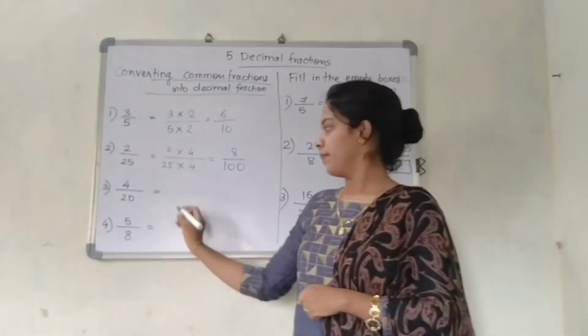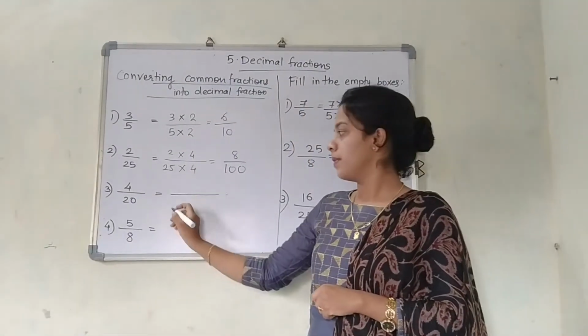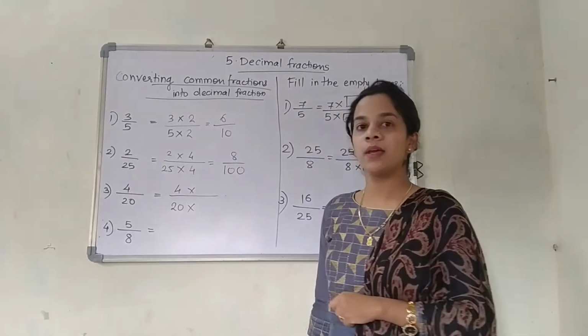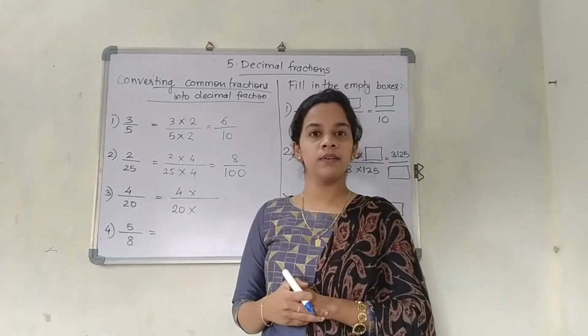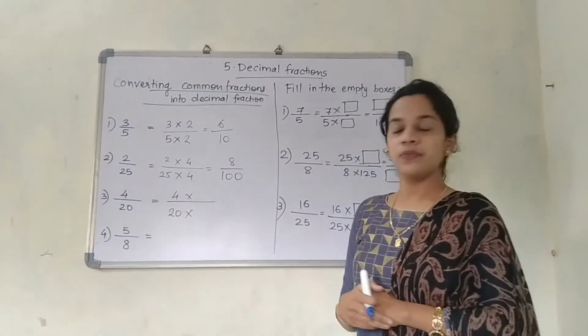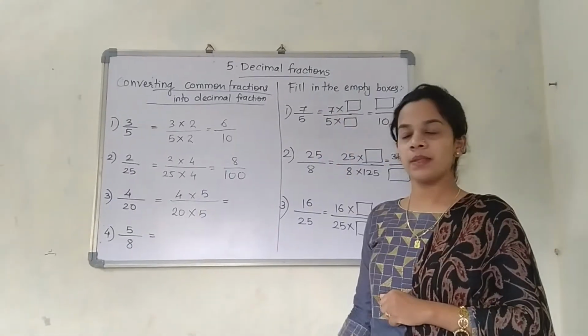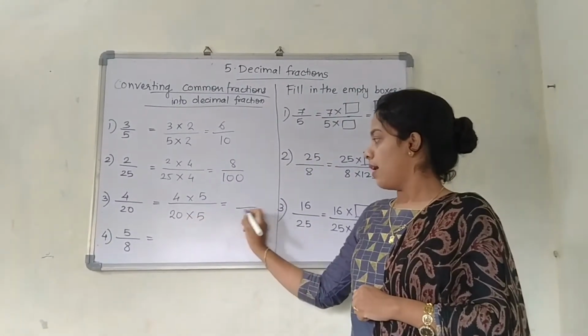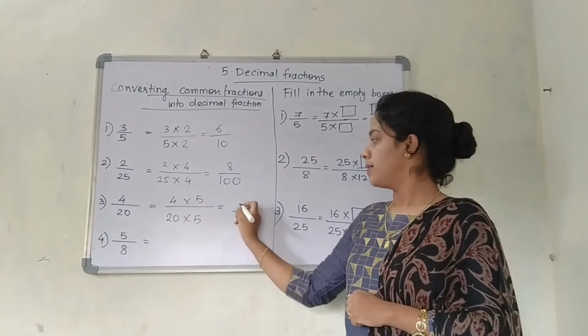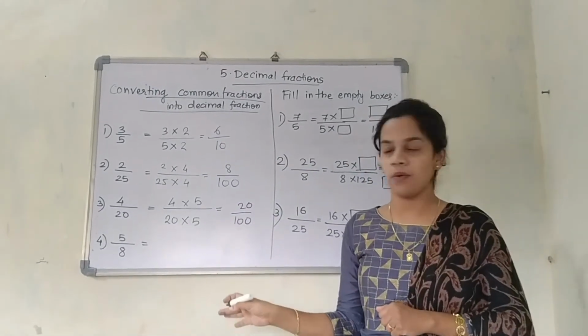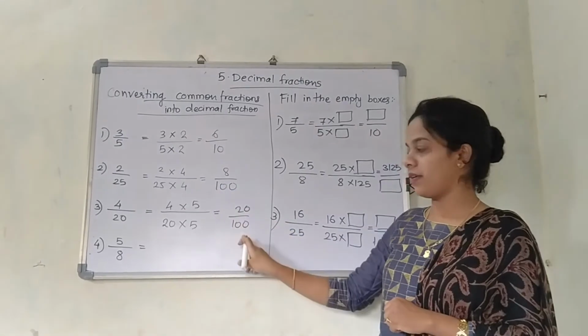So now see the next part. 4 upon 20, I will write as it is. 20 times how much is 100? Yes, 5. 20 5s are 100, so I am going to write 5 over here. The numerator also I will multiply by 5. So 20 5s are 100 over here and 4 5s are 20 over here. So all these numbers which I am getting are decimal fractions now. You can see one is 10, one is 100, one is 100.